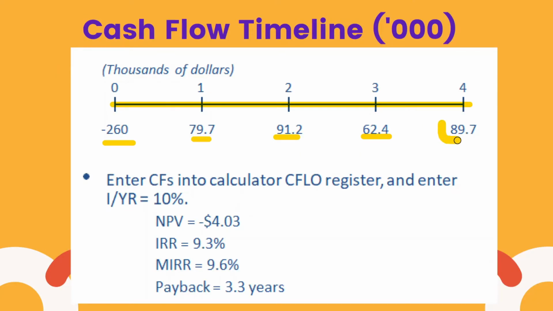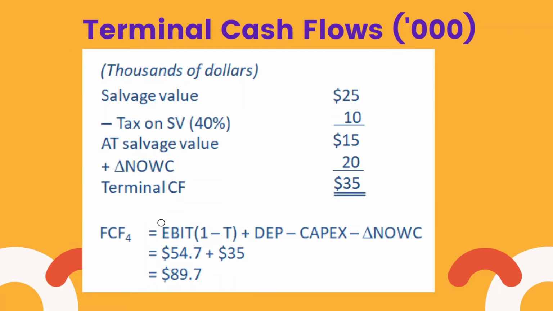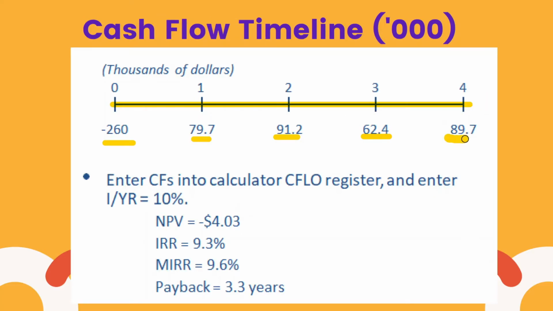Now for cash flow at the end of the project, it consisted of operating cash flows from the operation plus additional investment or cash flow from selling the asset, which is the second component. This is $89.7 thousand. Then we can calculate net present value given the cost of capital is equal to 10%. We have negative NPV. We will reject this project.